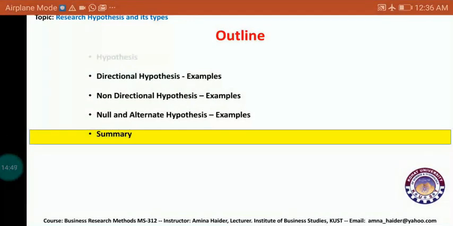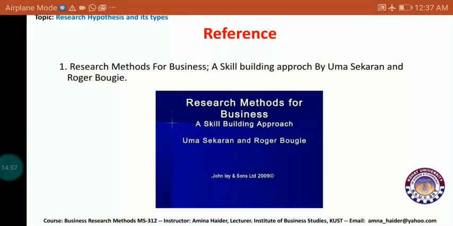So now you would have a fair idea about the hypothesis, the format to write the hypothesis, and the types of hypothesis. This is the reference book which I used for today's lecture.